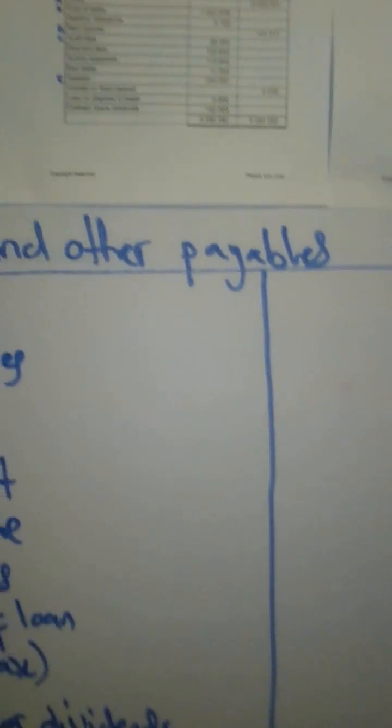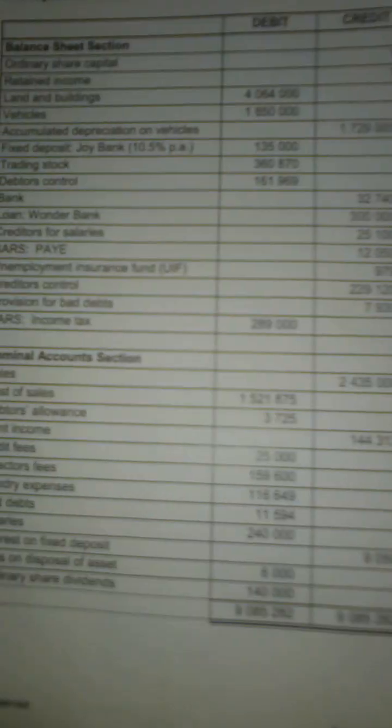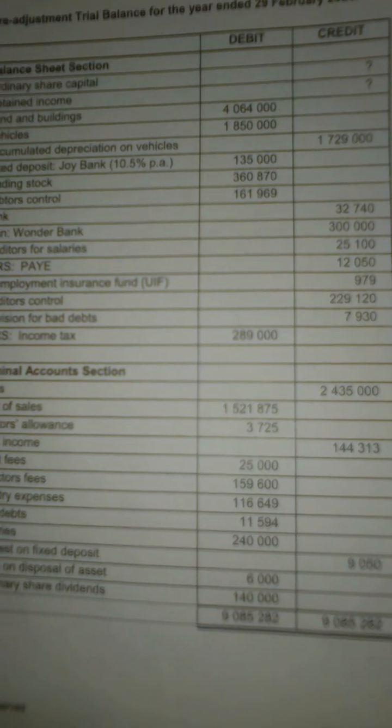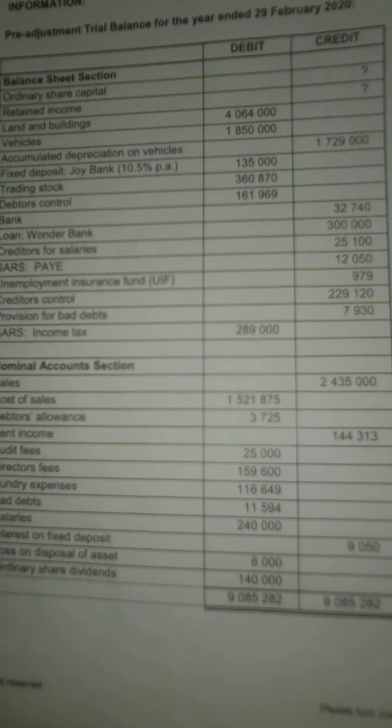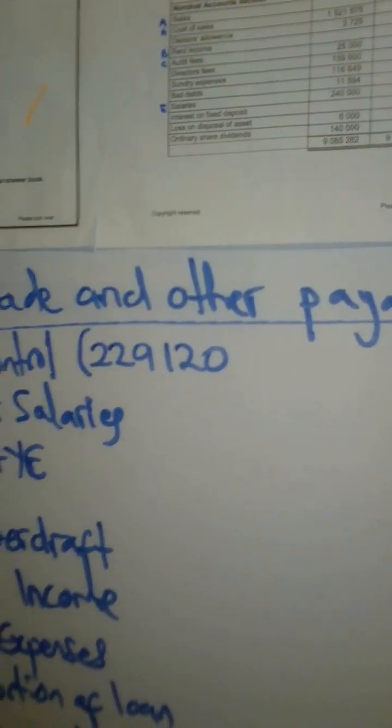The first thing that I've recorded is the creditors control. We look in the pre-adjustment trial balance. Creditors control is 229,120. That is our creditors control.